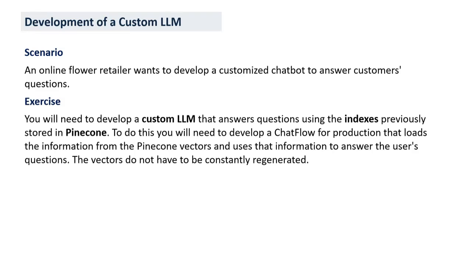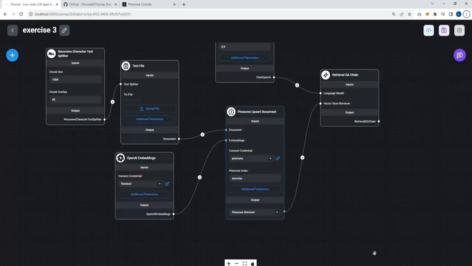In this task, we will present the solution to the exercise developing a custom language model. The goal of the exercise was to develop a model that answered user questions, using the indexes we had previously stored in Pinecone. We were told that this code would be the one implemented in production, meaning integrated into the website. Furthermore, it was clarified that the vectors should not be constantly regenerated. Given this context, we will proceed with the solution.